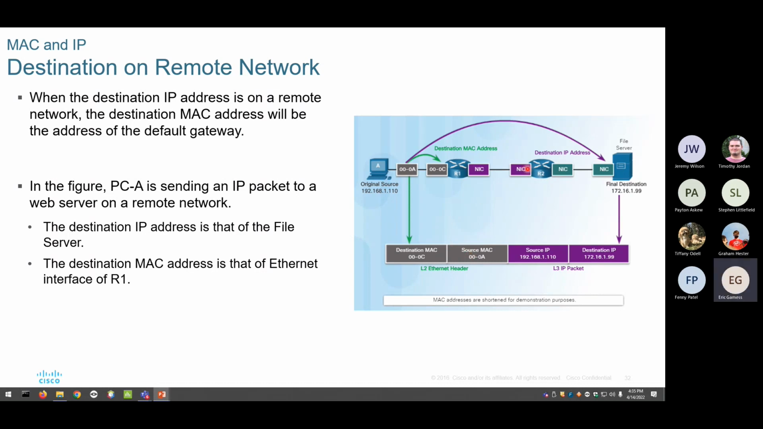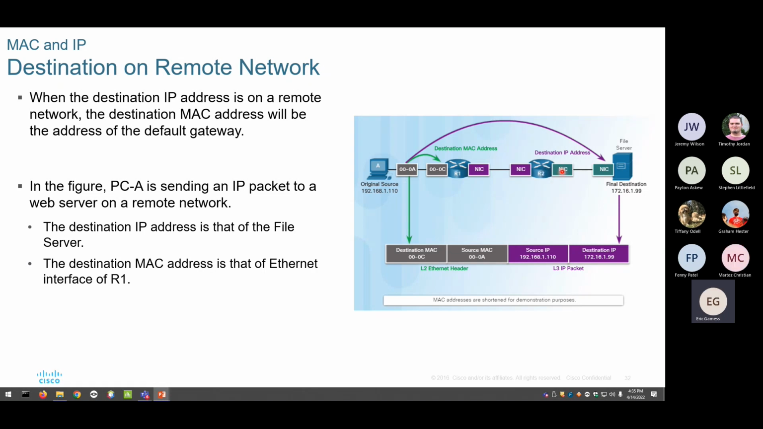In the second hop, what will change also is the MAC. So the destination MAC address will be the MAC address of R2 in this interface, and the source MAC address will be the MAC address of R1 in this interface. And in the last hop, what is going to change is the MAC address. So the destination MAC address is going to be the MAC address of the server, and the source MAC address will be the MAC address of R2 in this interface.